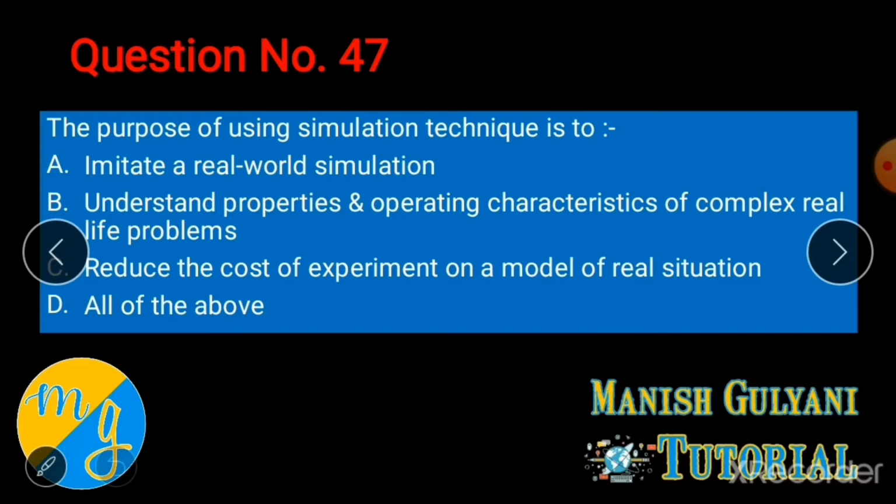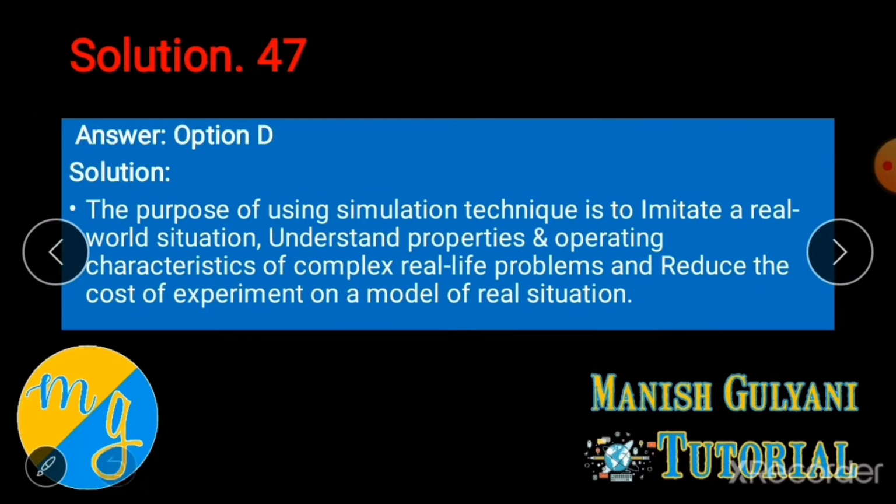Now why convert a real problem into an artificial structure? Definitely you want to do research, and you want your research to be economical. So all features are related to simulation technique: imitate a real world problem, understand the problem, plus you want your cost of experiment to be economical. So all of the above is your answer. D is your correct answer. The purpose of using simulation technique is to imitate a real life world problem, understand properties and operating characteristics of complex real life problems, as well as reduce the time.